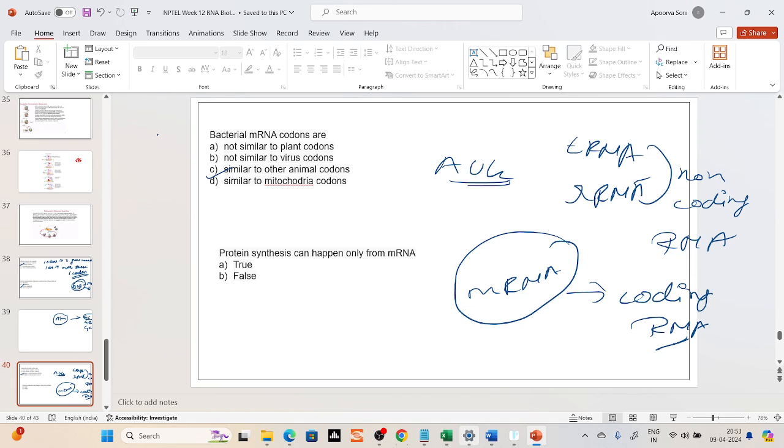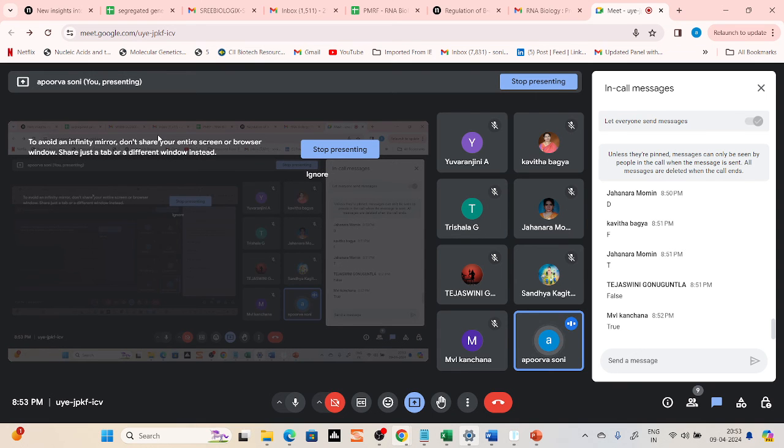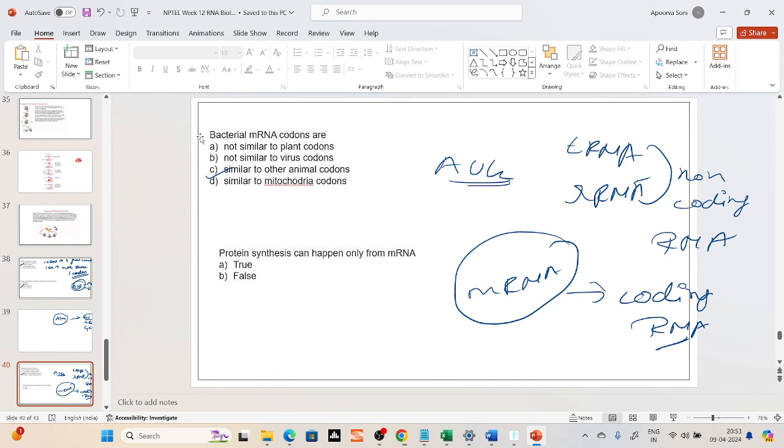If you do not have the amino acid sequence, then what is the purpose of tRNA? tRNA will bring the amino acids. No, but the first basic thing that you need is the amino acid sequence. So protein synthesis can happen only from mRNA. Other types of RNA will help in protein synthesis, but the code will be given only from mRNA, and that is why mRNA is known as a coding RNA and others are known as non-coding RNA. Okay, so the answer is true.